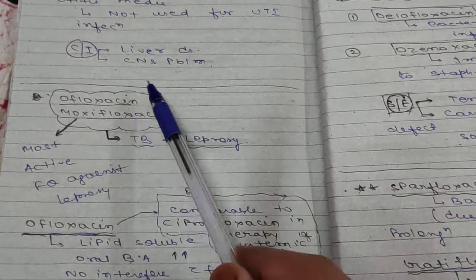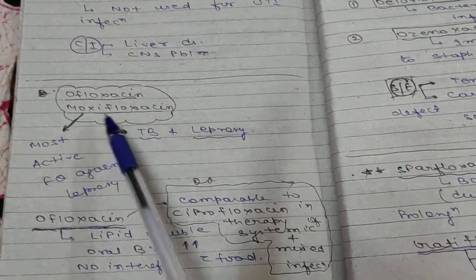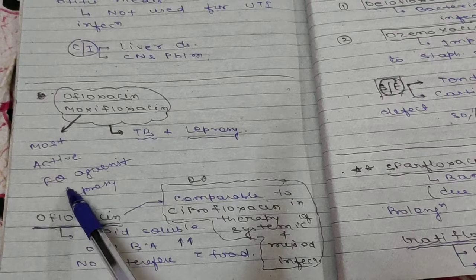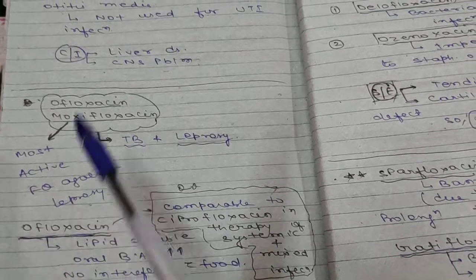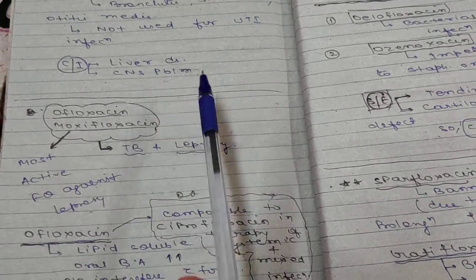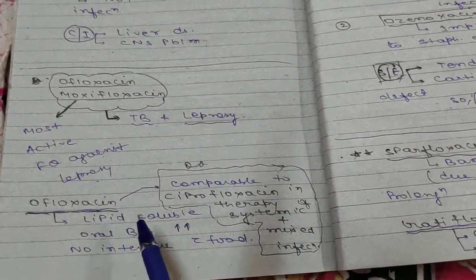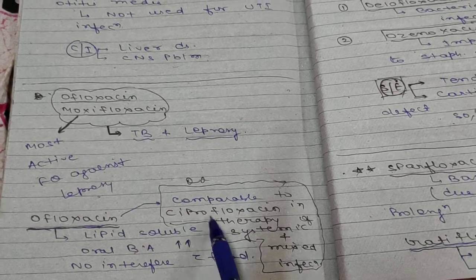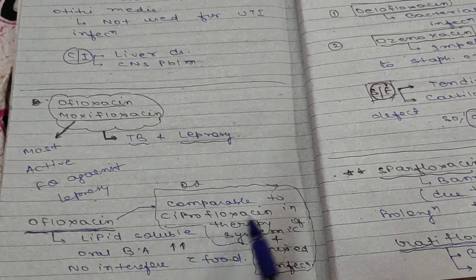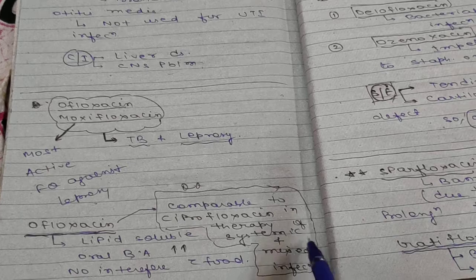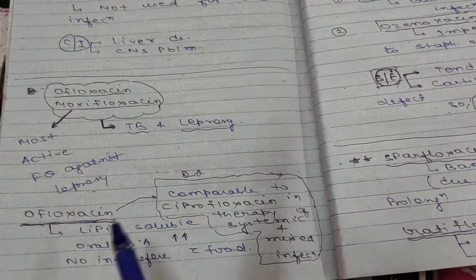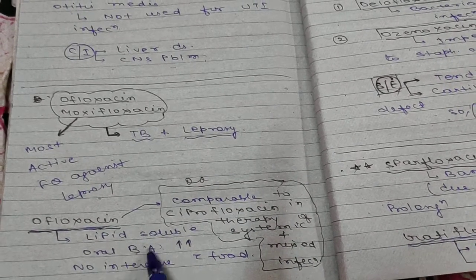The next are ofloxacin and moxifloxacin. Moxifloxacin is the most active fluoroquinolone against leprosy, and it can be used for both TB plus leprosy. These two drugs. Then ofloxacin is comparable to ciprofloxacin. Ofloxacin is comparable to ciprofloxacin in therapy of systemic and mixed infections. Clear? It is lipid soluble, so oral bioavailability is more and there is no interference with food.